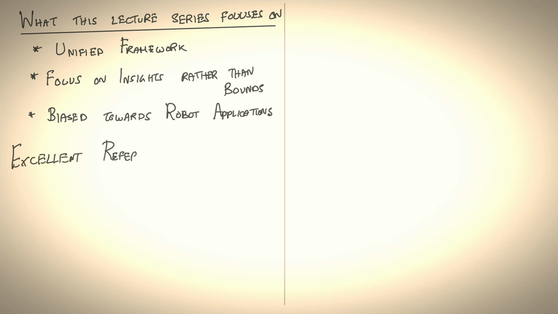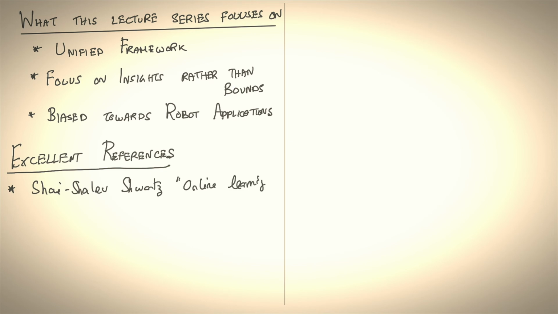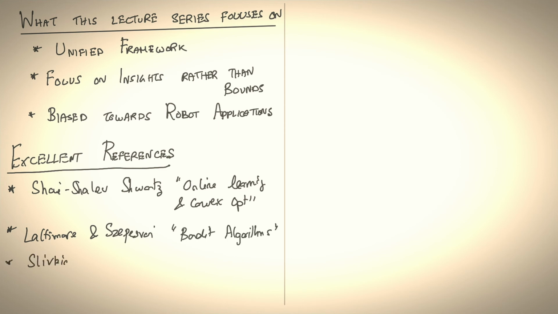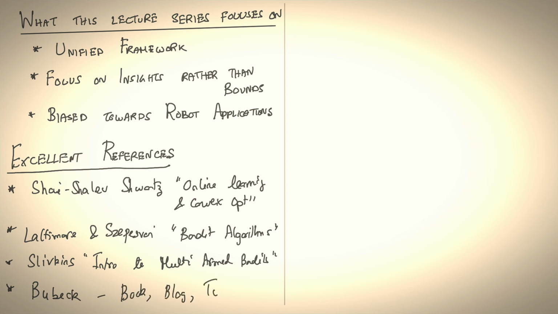If you're interested in understanding the fundamentals of online interactive learning, there are a whole host of wonderful resources. Here are some of them. The first one I would recommend is Shai Shalev-Shwartz's small survey on online learning and convex optimization. Lattimore and Szepesvári have a wonderful new book called Bandit Algorithms. It's fairly exhaustive. Slivkins has also a wonderful book called Introduction to Multi-Armed Bandits that I would recommend. And of course, Bubeck has books, blogs, and tutorials that are very, very informative. So I would highly recommend checking all of these out.